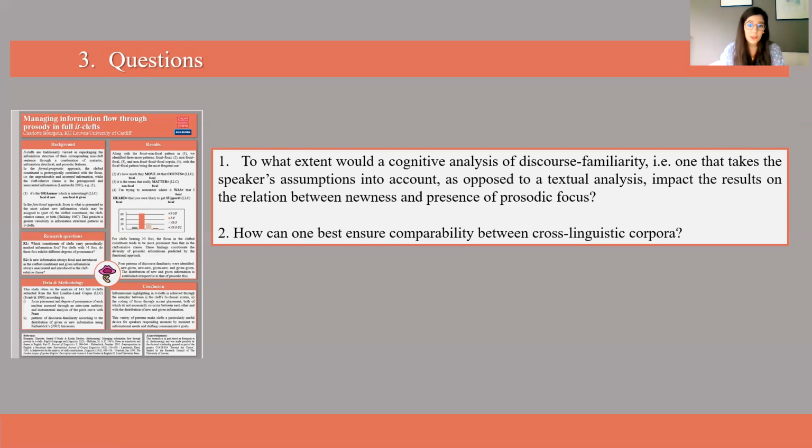And then the second question, which is a much broader one, but yet still a very important one, especially for my research, would be: how can one best ensure comparability between corpora in different languages?